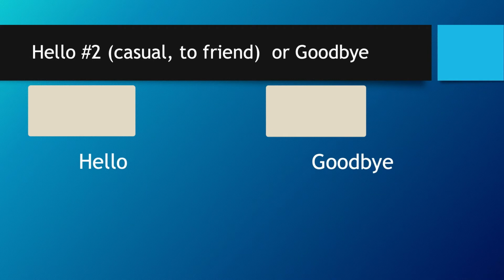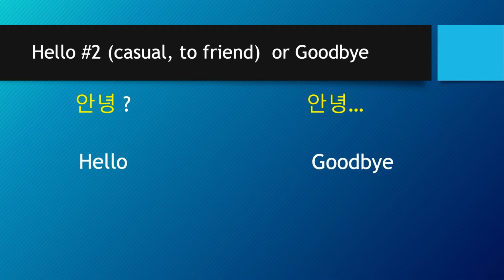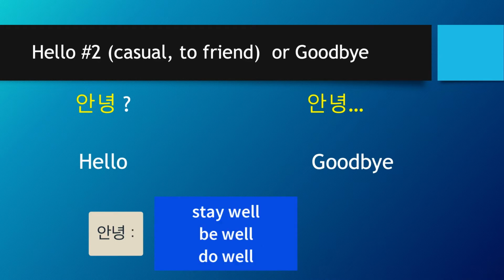The simplest form of saying hello is 안녕. The simplest form of saying goodbye is also 안녕. What? Yes, that's right. But we need to use different intonations. Hello is 안녕, 안녕. Goodbye is 안녕, 안녕. Both of these are very casual expressions and should be used between close friends or family members. 안녕 itself means stay well, be well, or do well.